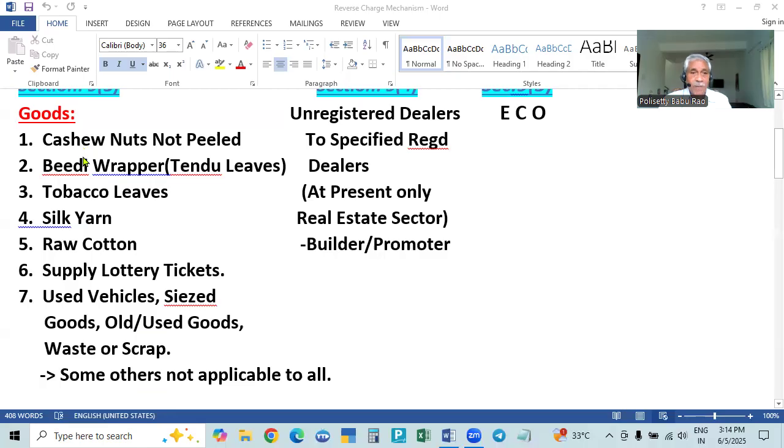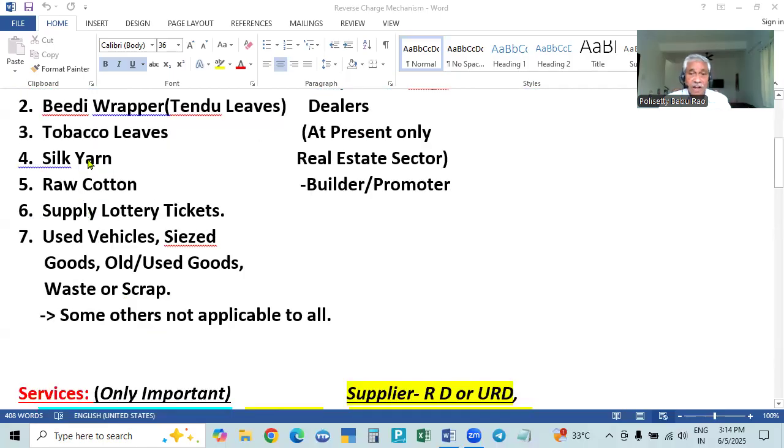And then tobacco leaves. Then silk yarn. The agriculturist will make the silk yarn and he will sell it. And raw cotton, not processed cotton, only raw cotton taken from the tree. And supply of lottery tickets, meaning the government sometimes conducts lotteries. So it will give the lottery tickets for sale to some agents or to the distributors.